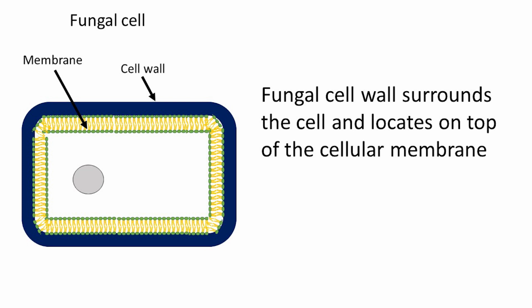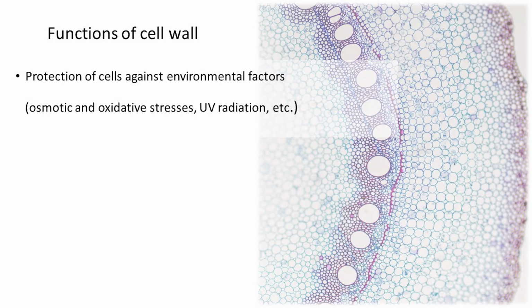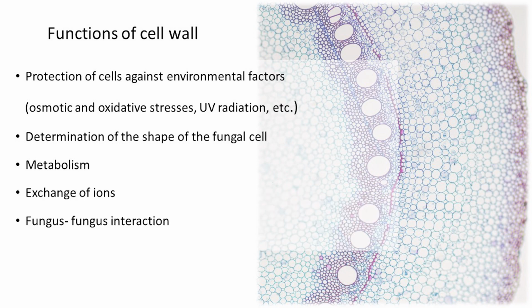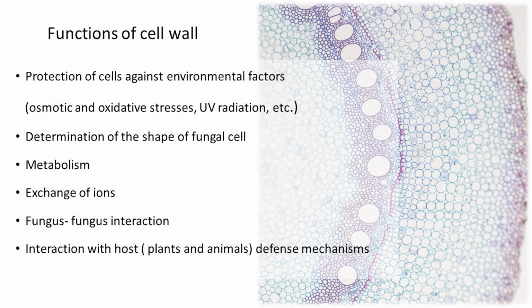Today we will talk about the composition of the fungal cell wall. Similarly to plants, cells of fungi are surrounded by a rigid construction called the cell wall. The cell wall is located right above the cellular membrane, and it protects cells against environmental factors such as osmotic stress, UV radiation, and oxidative stress. The cell wall also determines the shape of the fungal cell and has a great role in metabolism and exchange of ions, interaction with other fungal individuals, as well as host defense mechanisms.